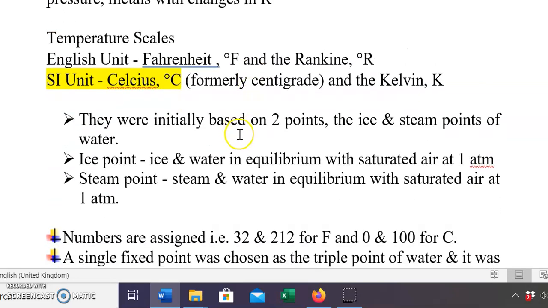Temperature scales. We have known earlier that we are using the SI units, so it's degrees Celsius. Formerly it was centigrade, but don't be surprised, some pilots still use degrees centigrade, as recently as last year when I was flying somewhere.